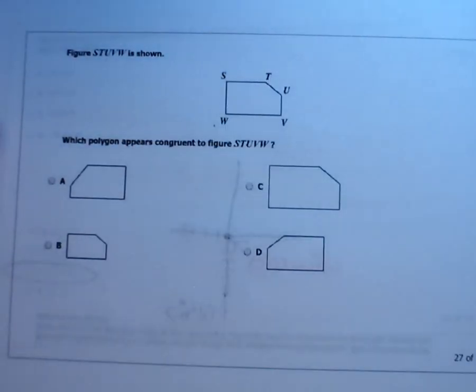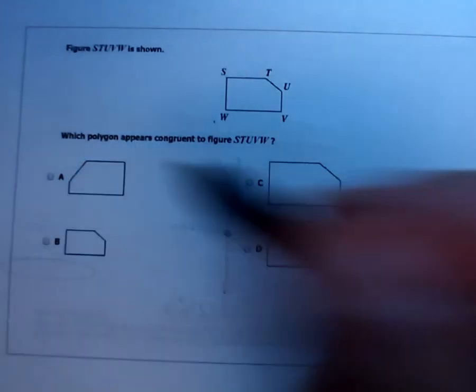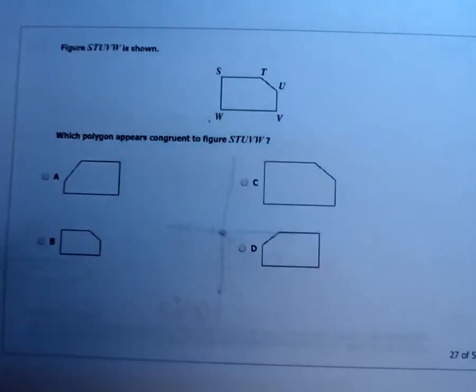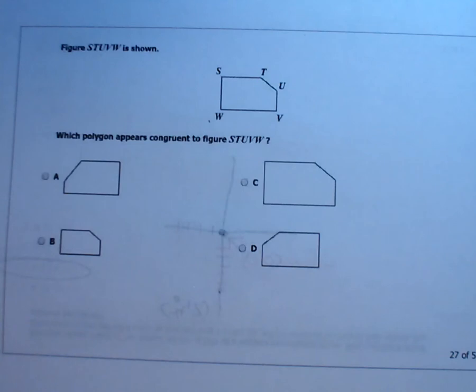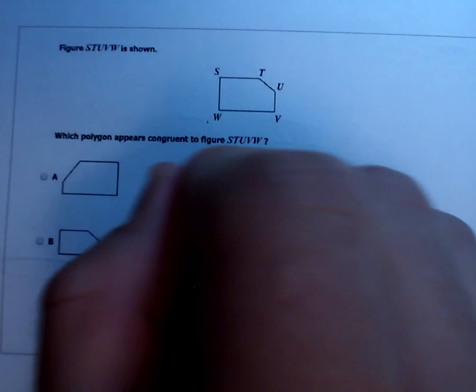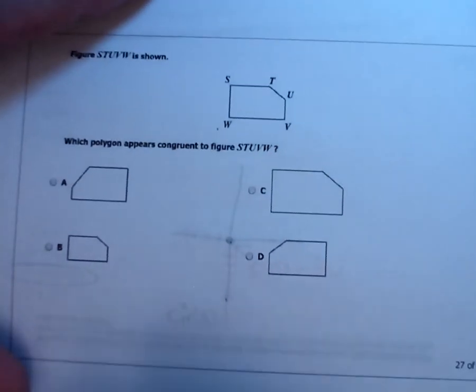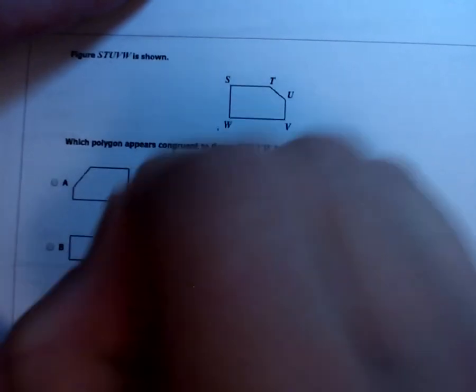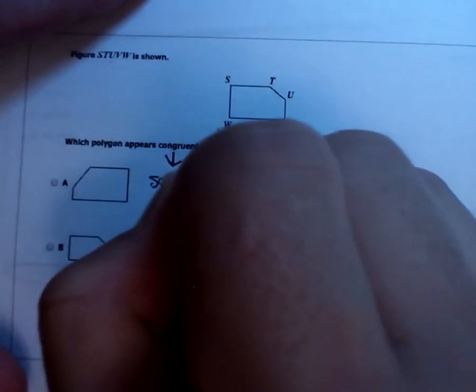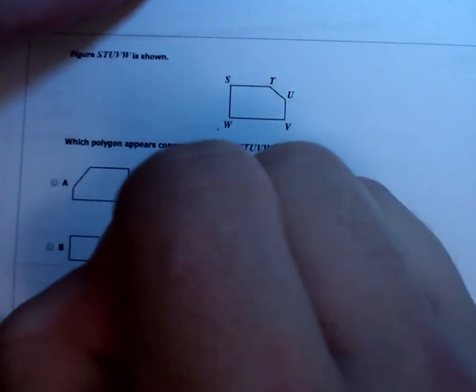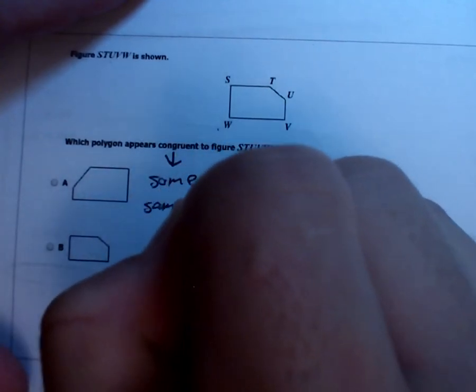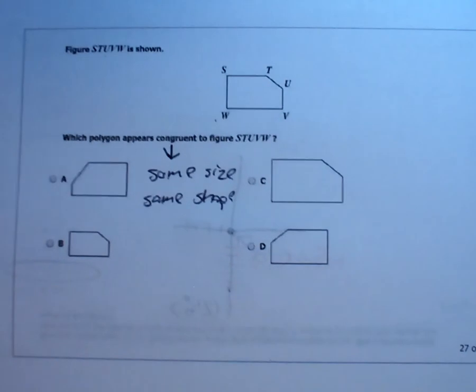All right. STUVW is shown. Now, which polygon? Polygon's a multi-sided shape. All right. A circle is not a polygon because it just has one line that goes all the way around. It doesn't have any corners. All right, so which polygon is congruent to STUVW? So you look down and see which one looks about the same size, same shape. Congruent. Same size, same shape. Doesn't matter if it's backwards, upside down, inside out, whatever, as long as it's the same size and same shape.